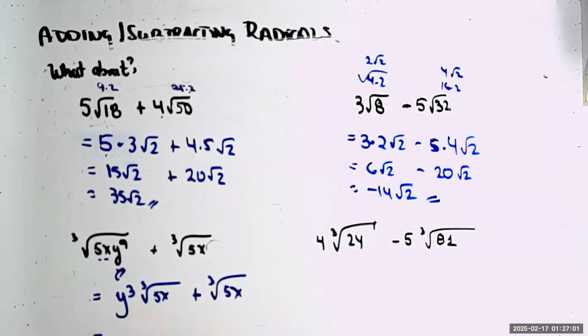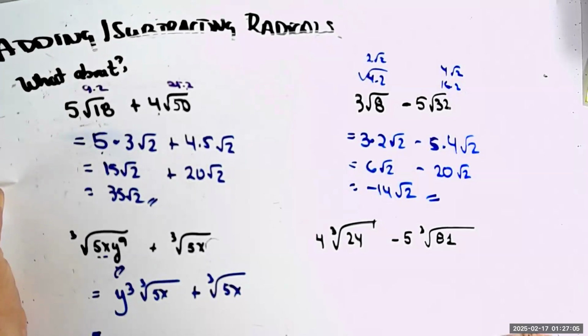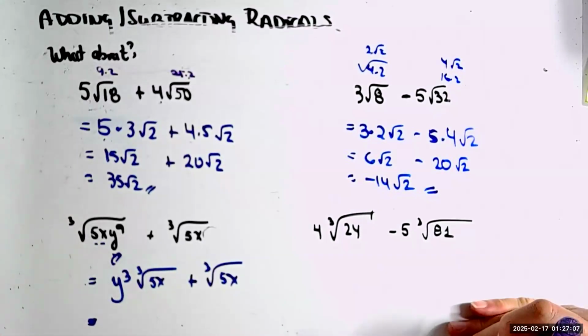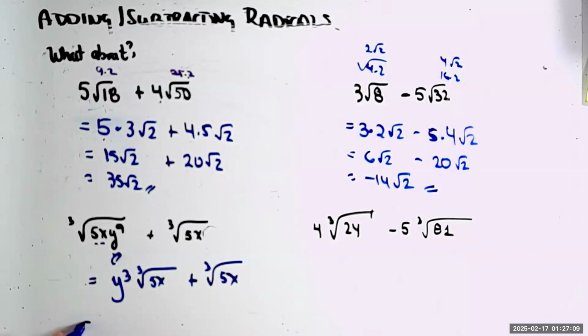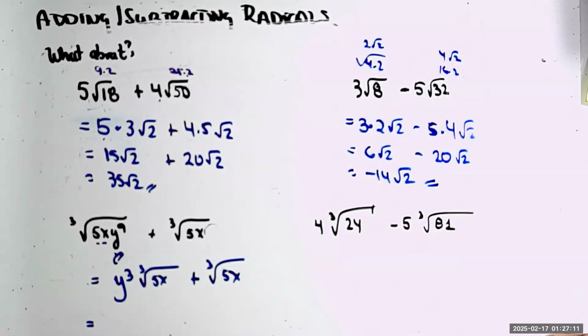We cannot combine them, but we can just put them like factoring inside, not combining. In parentheses, we can say it's going to be y cubed plus 1, the coefficient here is 1, times the cube root of 5x.